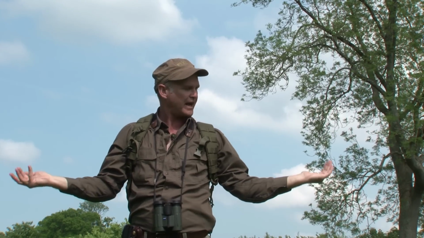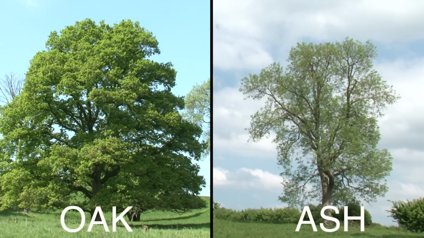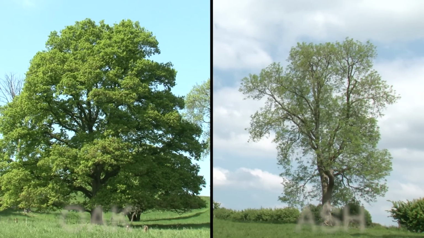But perhaps most distinctive of all is the way the ash branches end. They terminate by sweeping back up to the sky, almost each and every one of them, giving it a really distinctive outline. So now, hopefully, you can tell your ash from your oak tree.